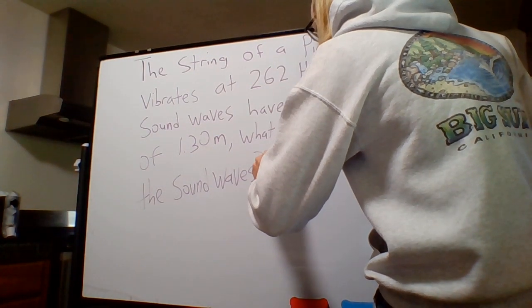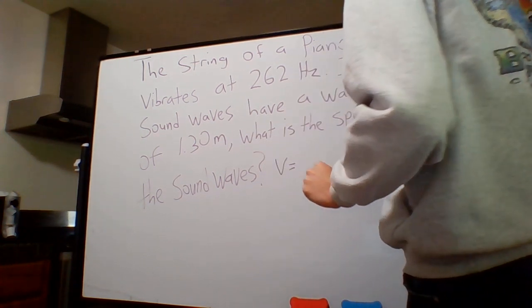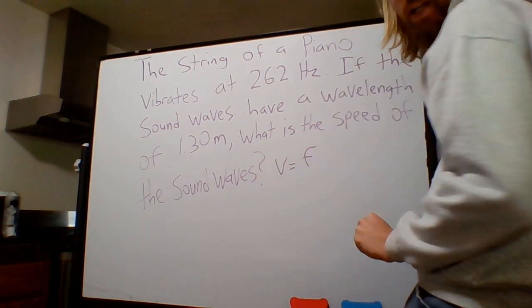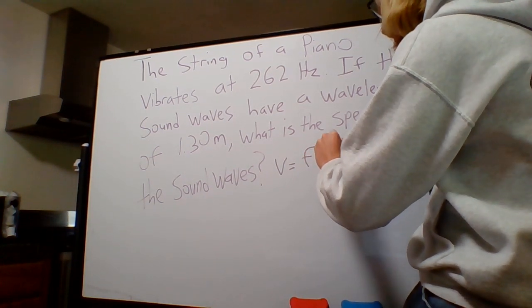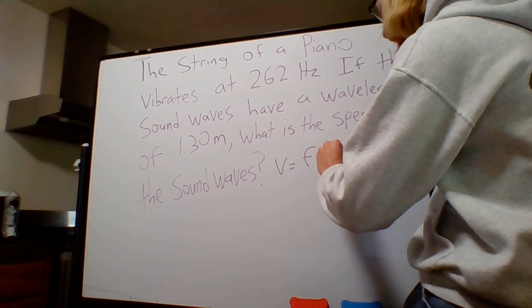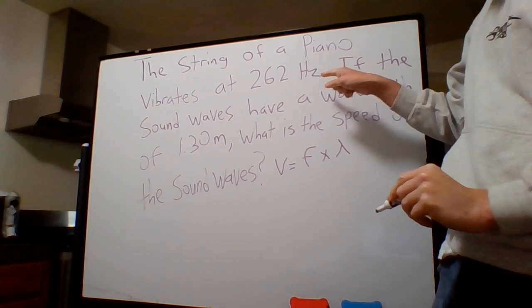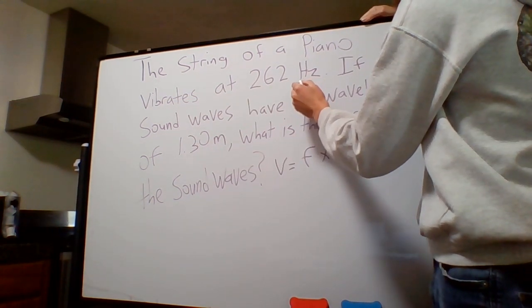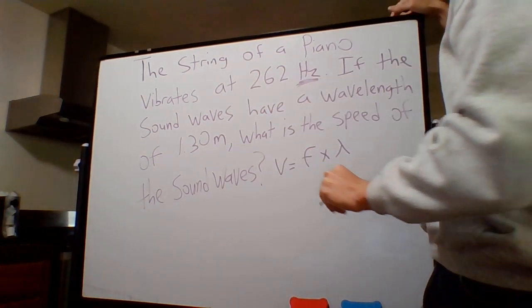All right, so we know that speed is represented by the letter V, and it's equal to frequency, represented by the letter F, times wavelength, which is represented by lambda. Okay? So we're given the frequency. You know this is frequency because it's talking about vibrations and hertz. Hertz is a giveaway here. You know this number represents frequency.